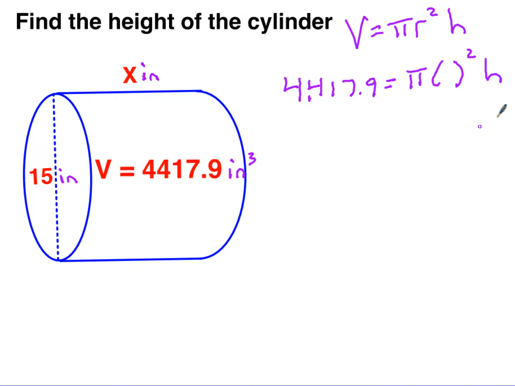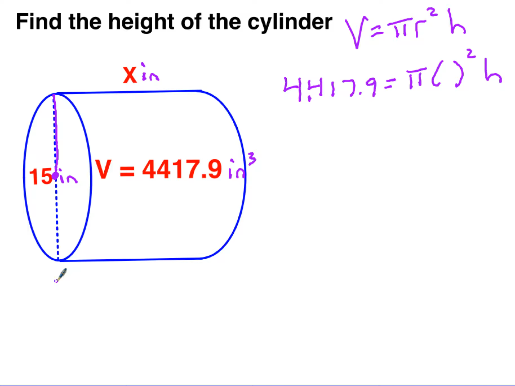I don't know the height, so I'm using h. You could use x if you prefer, if you don't like h. It doesn't matter. So I've got to figure out what my radius is. I'm given the length between one end of the circle to the other. That is not a radius. That is my diameter. The radius is half of this because the radius will stop in the middle. So there's my radius.